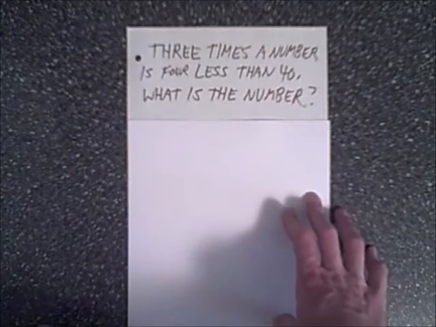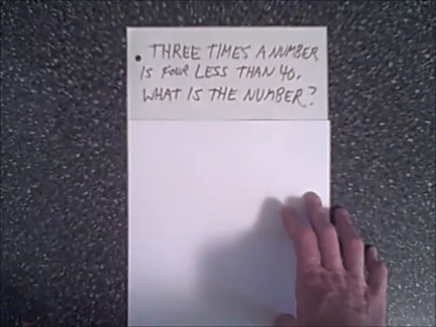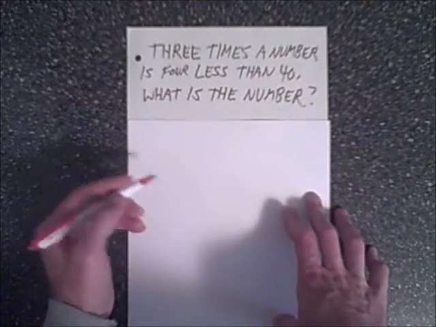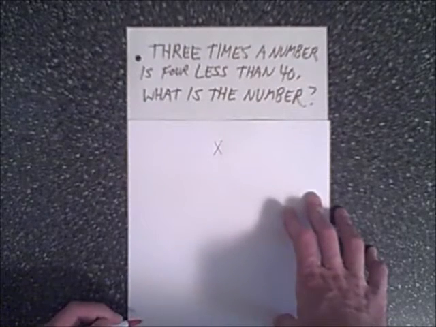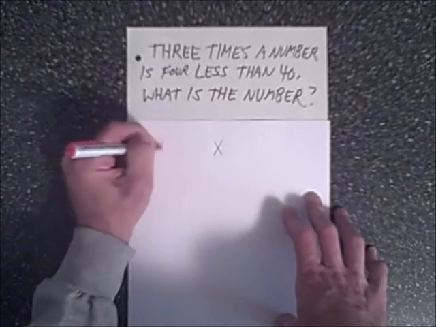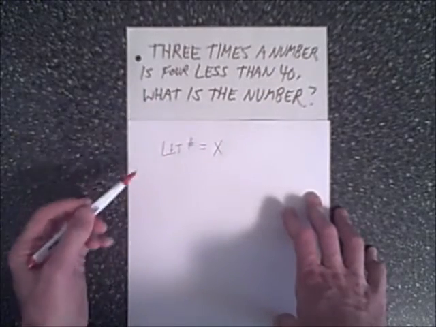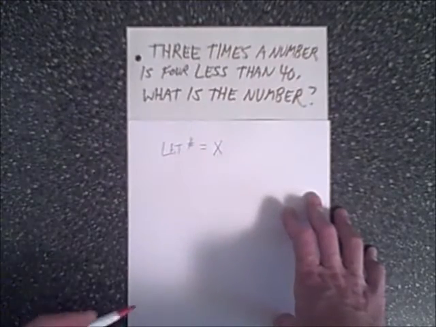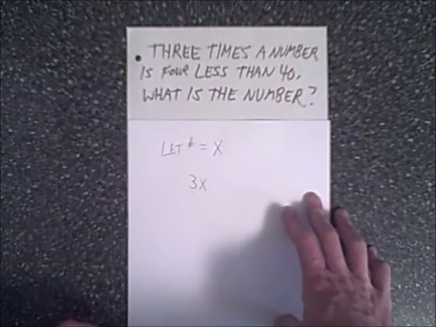Okay, so let's take a look at this problem. We have 3 times a number. So what I like to do is actually start with a number. In this case, let's call that number x. At some point we're going to try to find x. We'll even say let the number equal x. And then let's look at the first part of the question. 3 times a number. Well, what does that mean? That's 3 times that number, which in algebra is 3x.